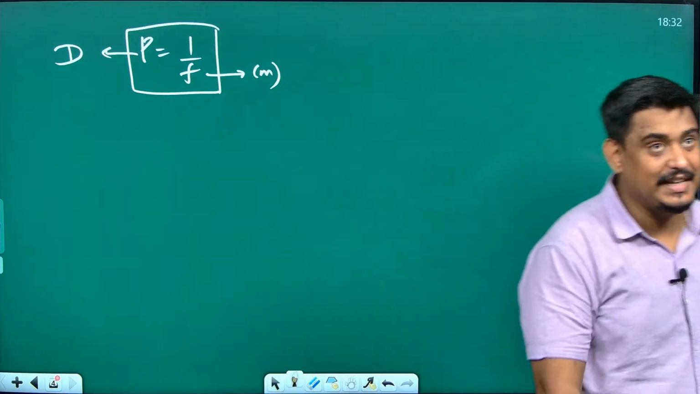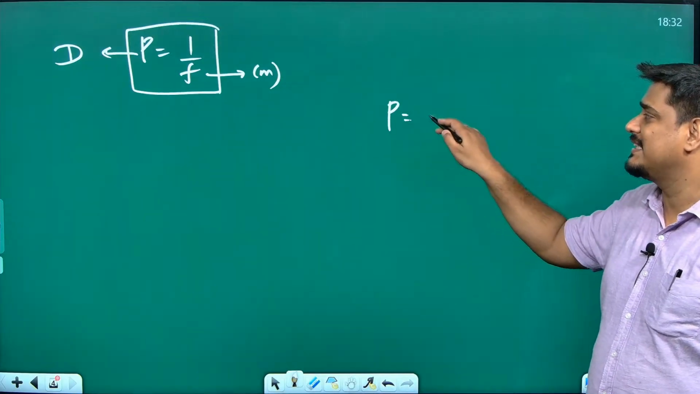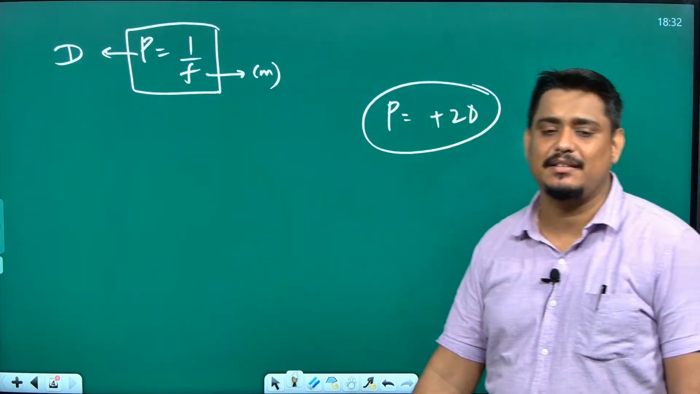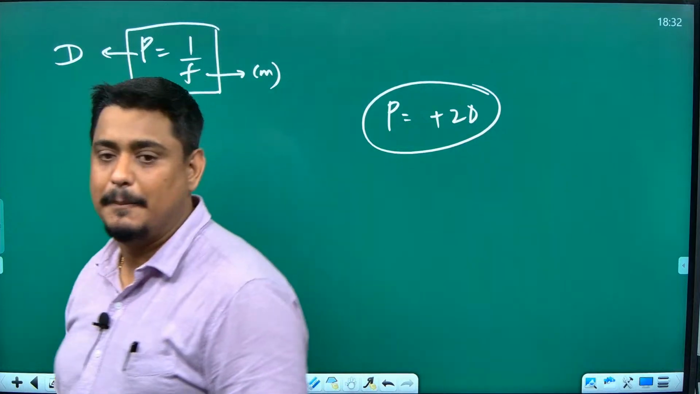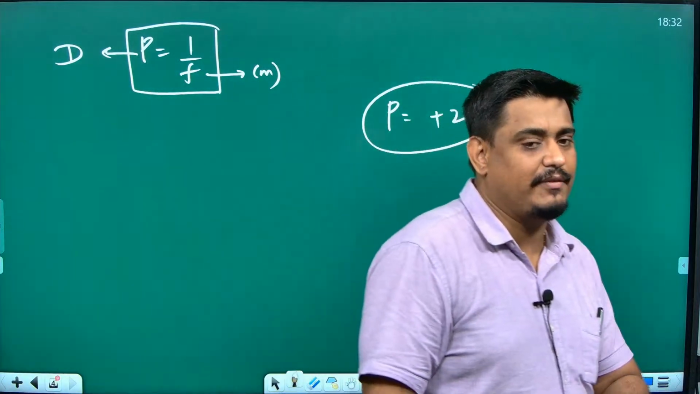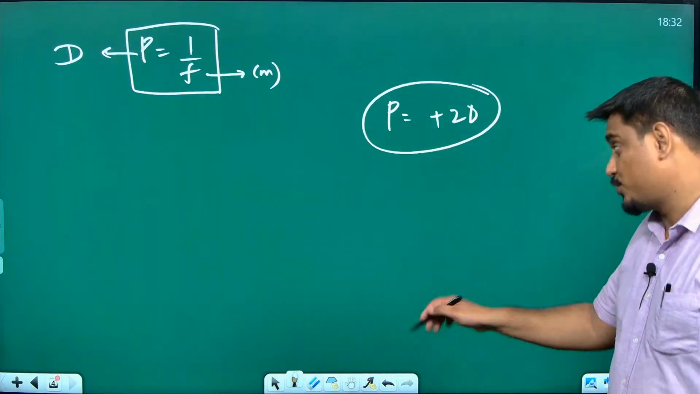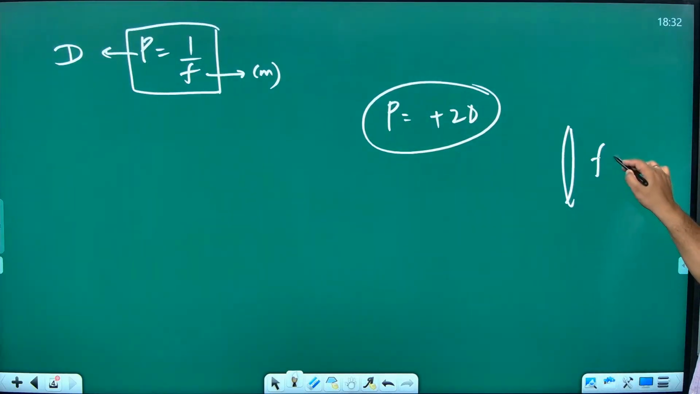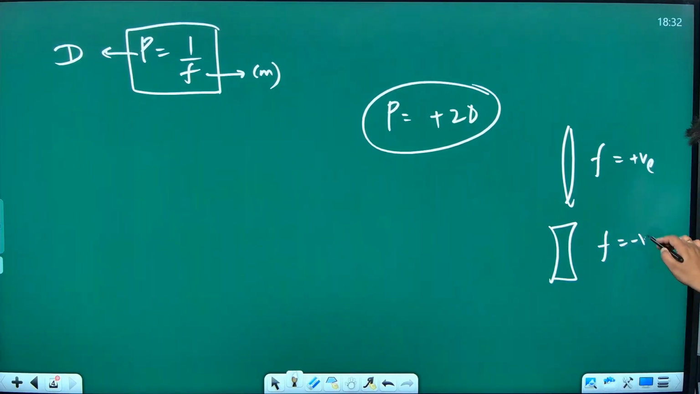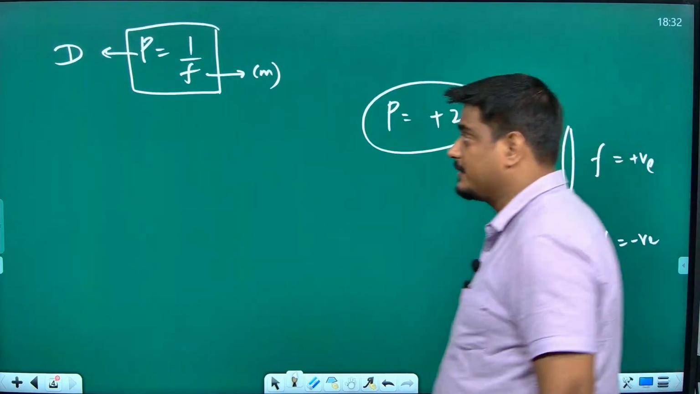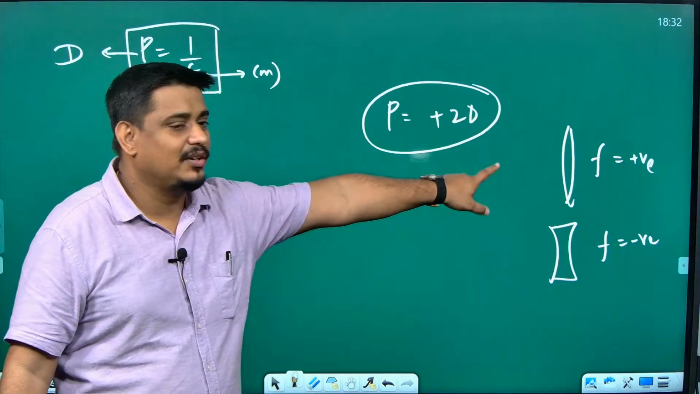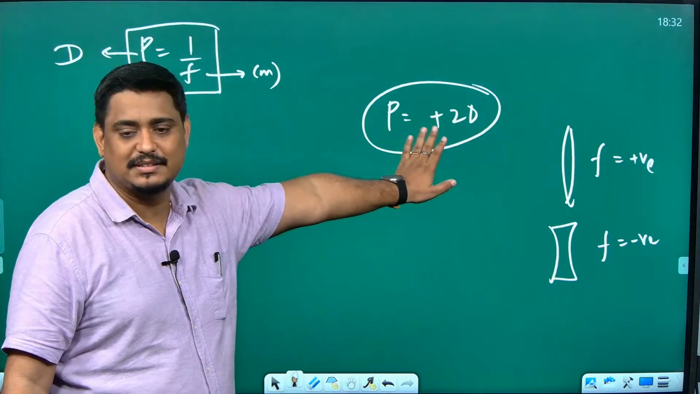So if I say the power of a lens is plus 2 diopter, what kind of lens is used in the spectacles? What will be your answer? +2 diopter. F is plus, so whether it is a convex lens or a concave lens? Convex lens. I hope you know that for a convex lens, focal length is positive. For a concave lens, focal length is negative. If you are not remembering these things, then it is very bad. So when I say plus, it means it is a convex lens.